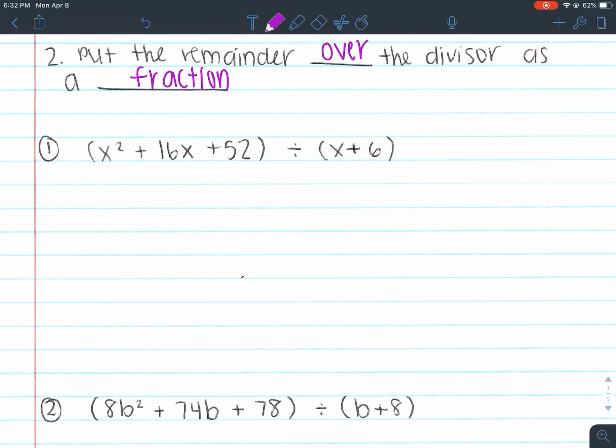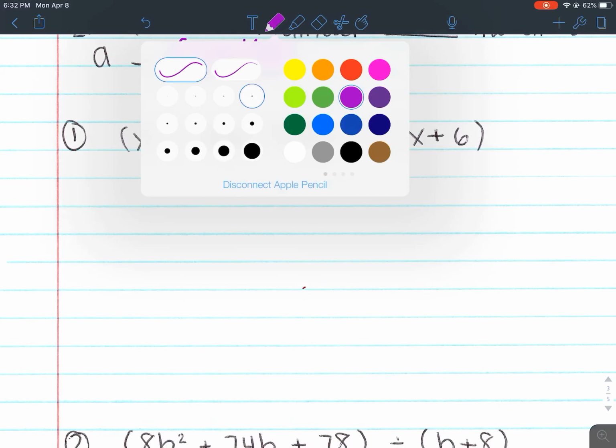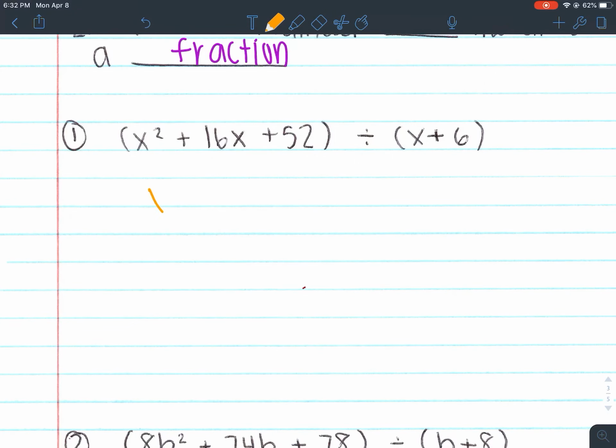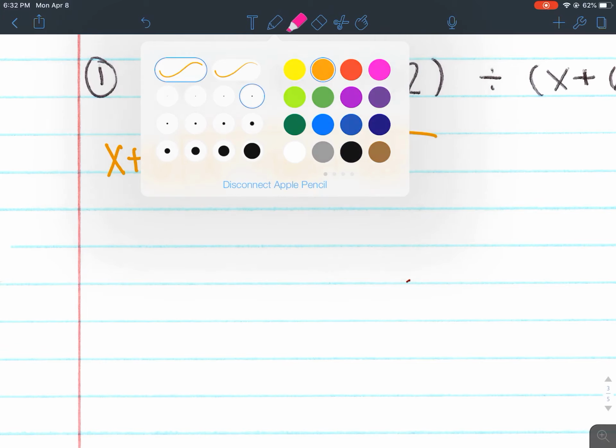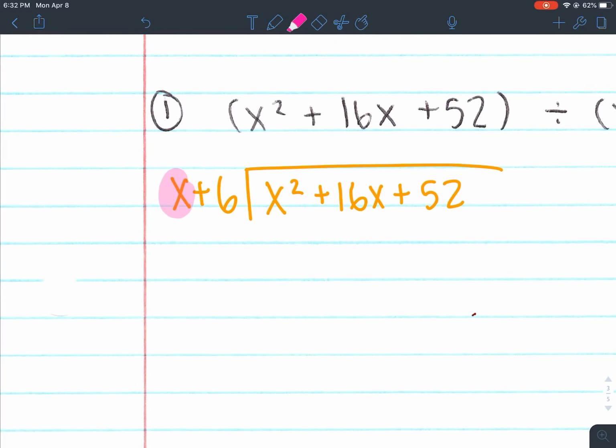So, again, we're going to use long division like normal. So we have x squared plus 16x plus 52 all over x plus 6. Okay? Again, you're going to ask yourself the same thing. How many times is x going to x squared?